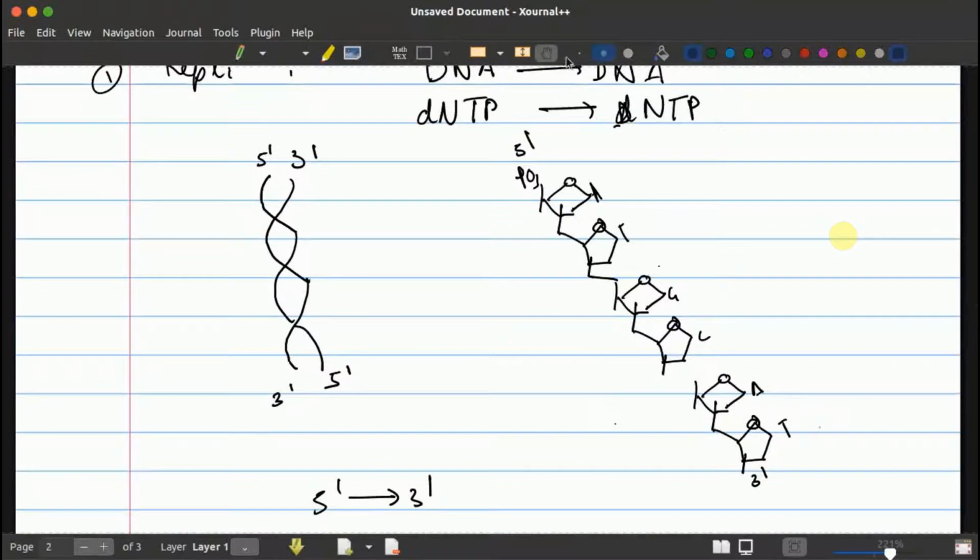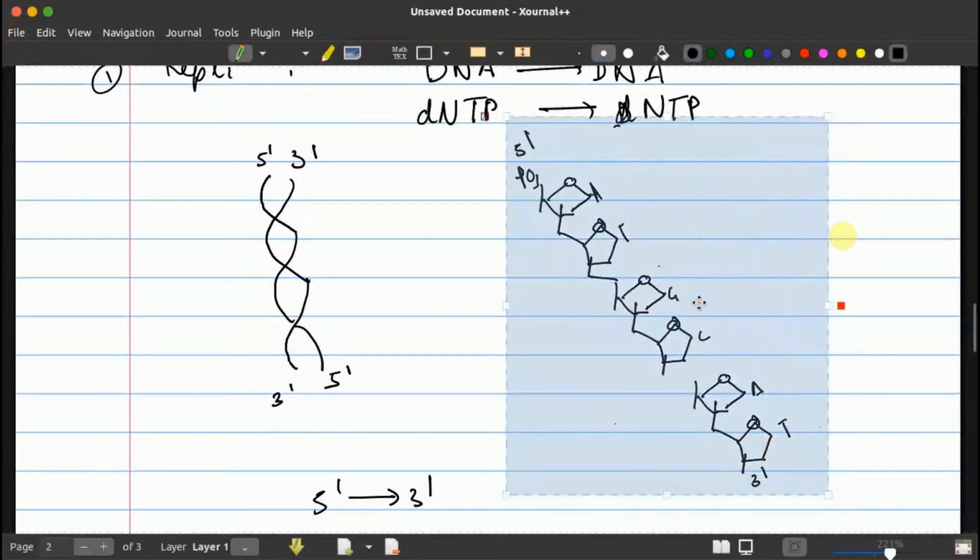So if I sort of, one second, where is my lasso tool? Never mind.